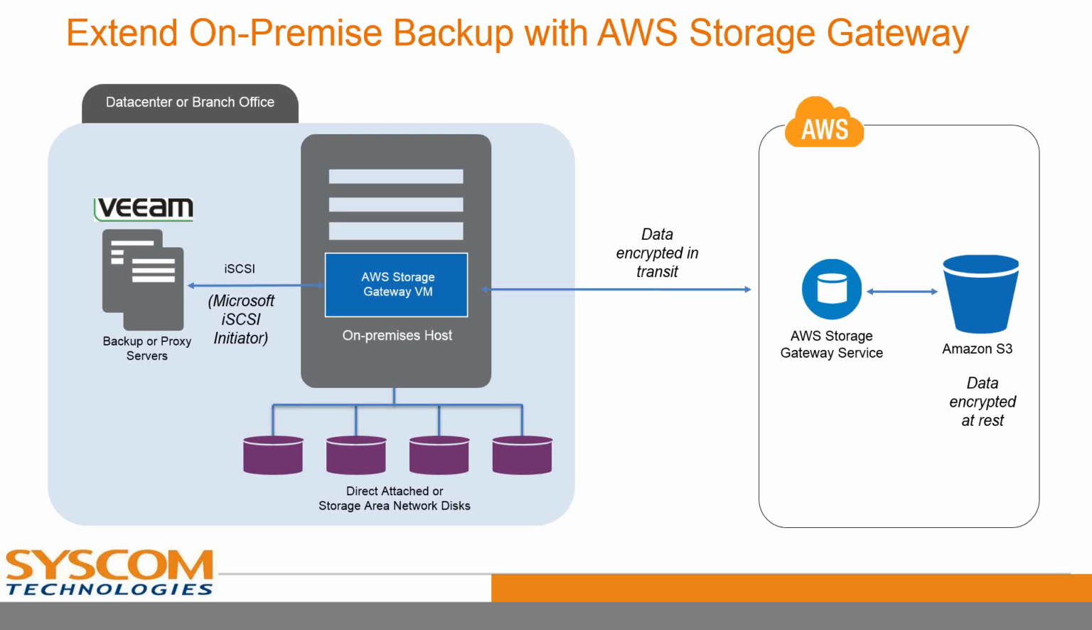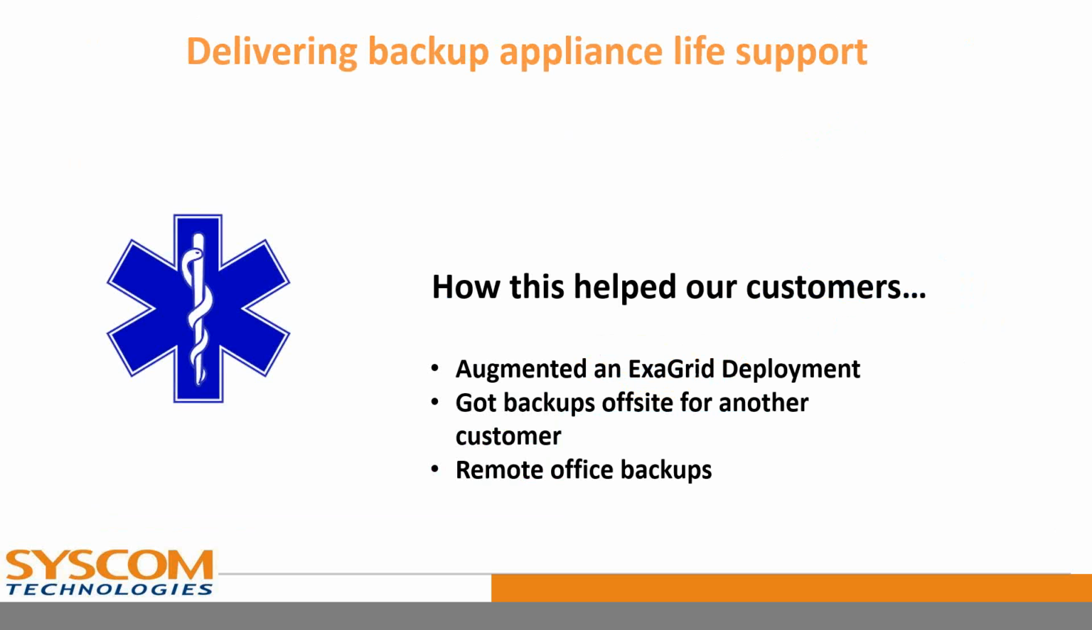What we find is a lot of people utilize this as basically tertiary storage. They'll store their data on regular storage, either Exagrid or some other device, and then they'll send a copy of it off to Amazon using the copy job. So that's what we set up a lot of there.